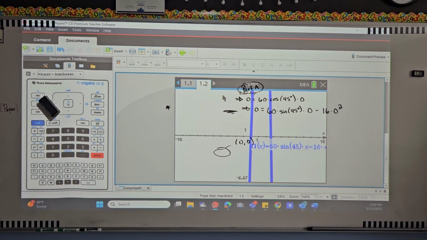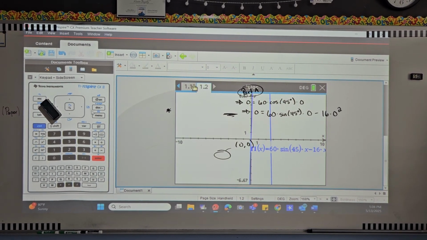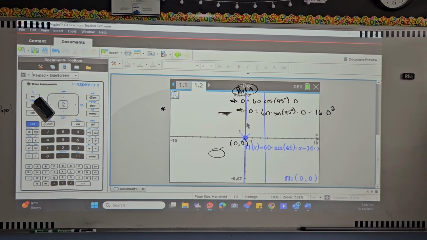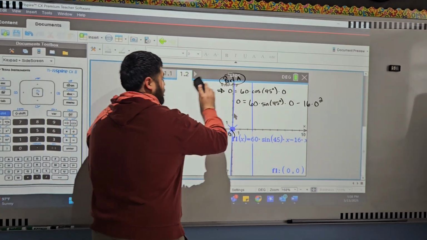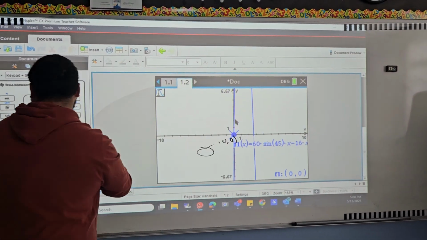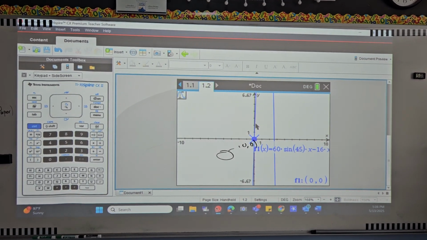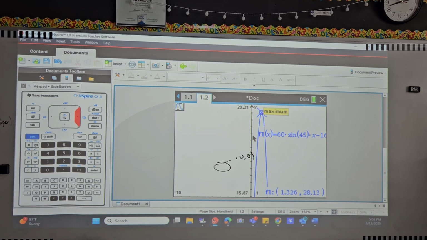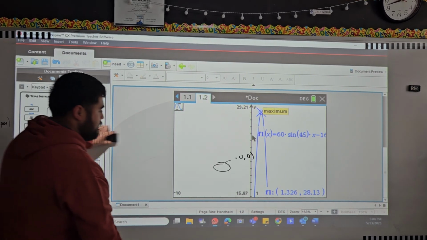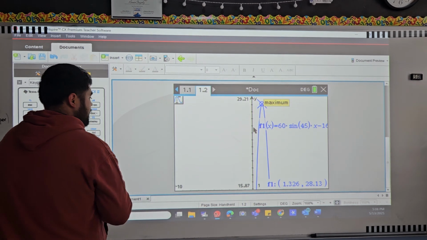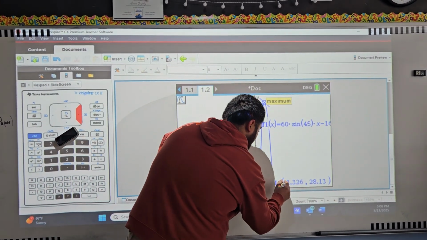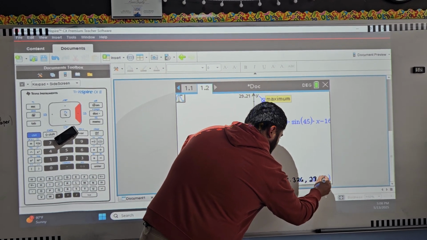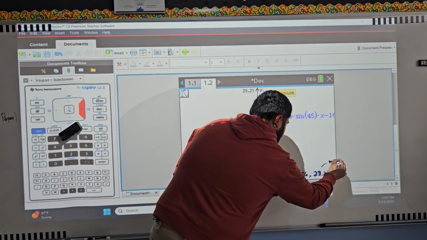So now from here, I need to find the maximum. So in order to trace this, I'm gonna press menu. You're gonna press 5. You're gonna press 1. Right? But let me just erase this real quick. So I go over here, go to the right, look for the maximum. Maximum is what? What is it? Ooh, I forgot to erase a small portion. So maximum is gonna be 28.13. This is your max right here.